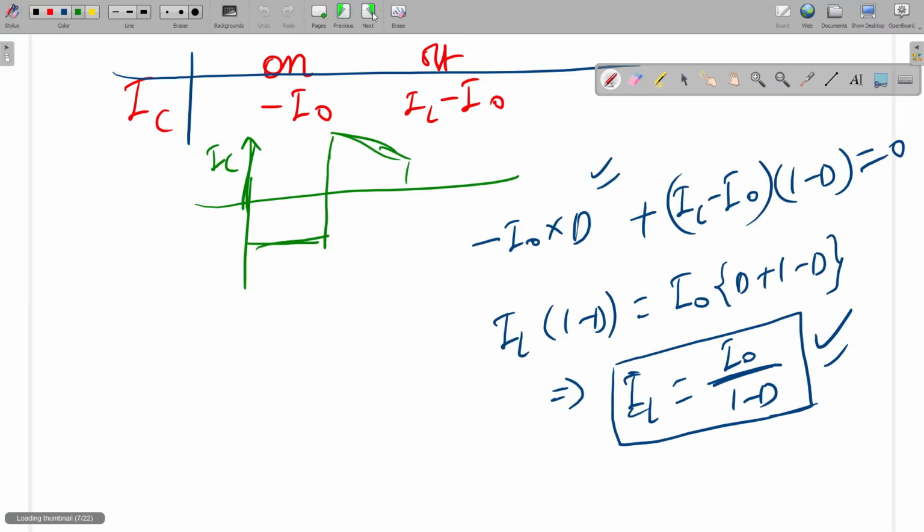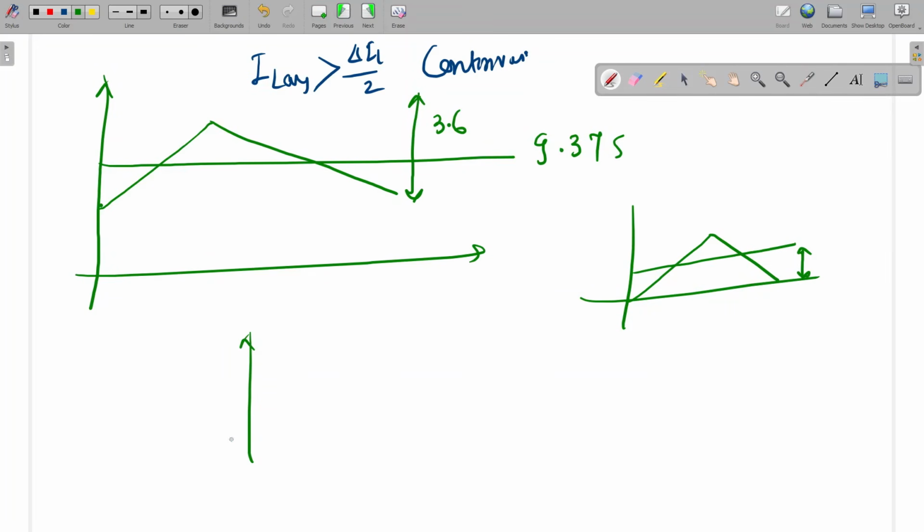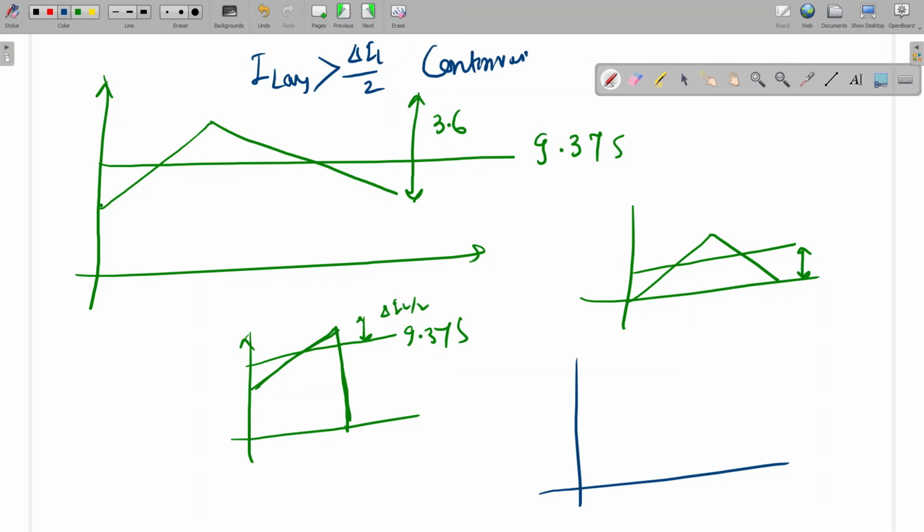So I'm going to give some hint on what the waveform shape will be. The source current will be like this. What will be the peak value? It is 9.375 plus delta IL by 2, and here minus delta IL by 2. Delta IL by 2 is 1.8. So the final source current waveform will be like this. 9.375 plus 1.8, how much?